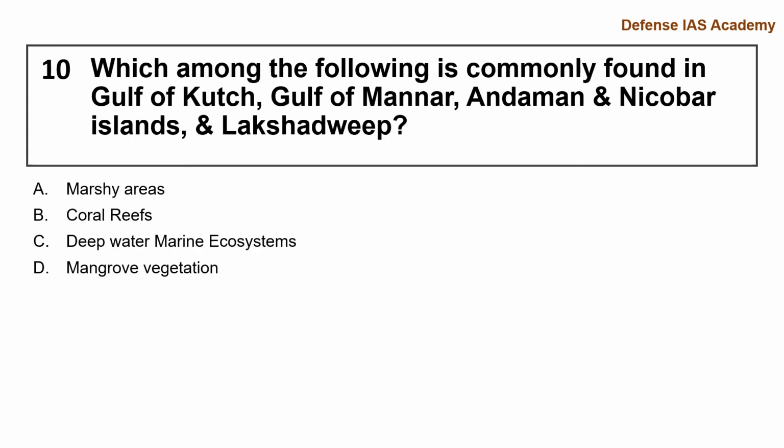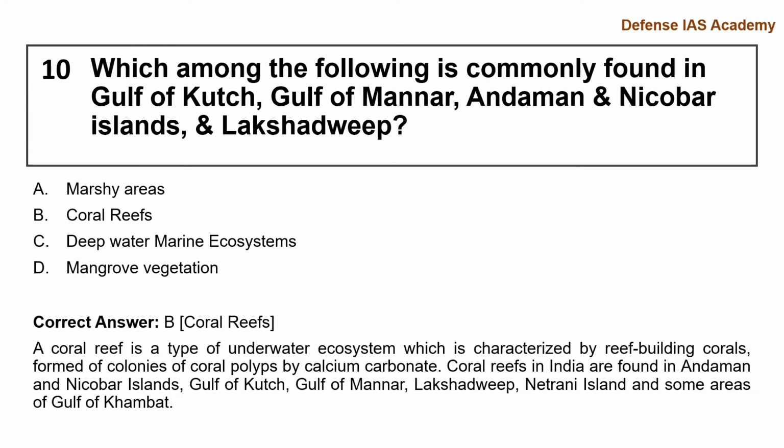Question 10. Which among the following is commonly found in Gulf of Kutch, Gulf of Mannar, Andaman and Nicobar Islands and Lakshadweep? The correct answer is option B, coral reefs. A coral reef is a type of underwater ecosystem characterized by reef-building corals formed of colonies of coral polyps by calcium carbonate. Coral reefs in India are found in Andaman and Nicobar Islands, Gulf of Kutch, Gulf of Mannar, Lakshadweep, Netrani Island, and some areas of Gulf of Khambhat.